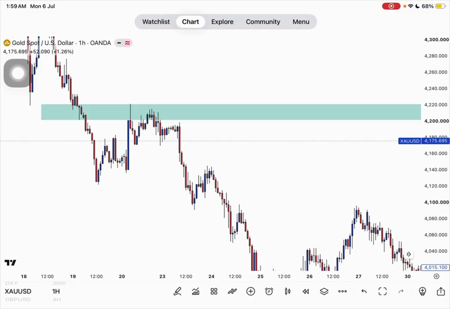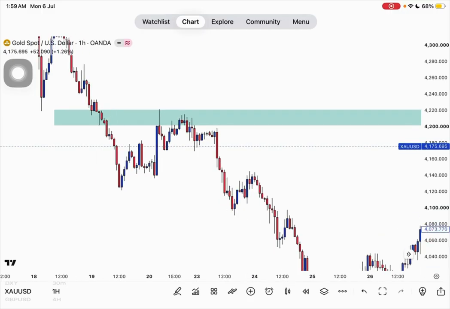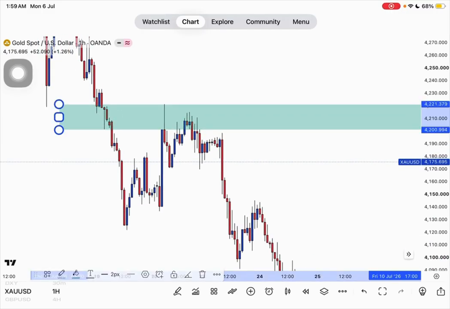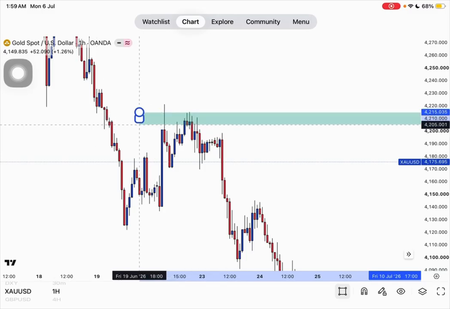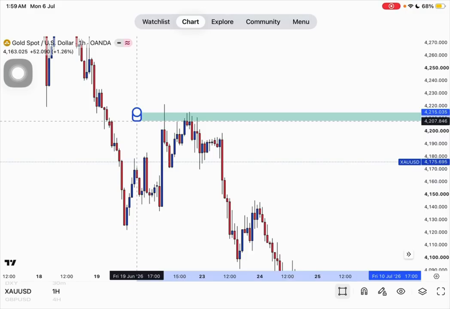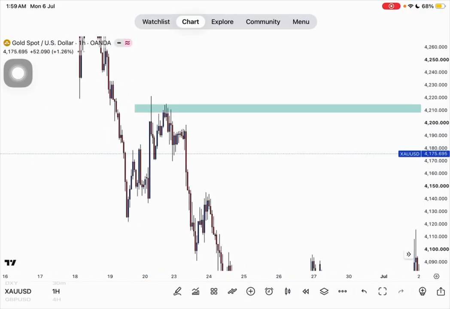So this is H4. From the H4, we will precise the zone again. This is the nearest resistance on H1, and we just take the shadow. Right, so here we go.